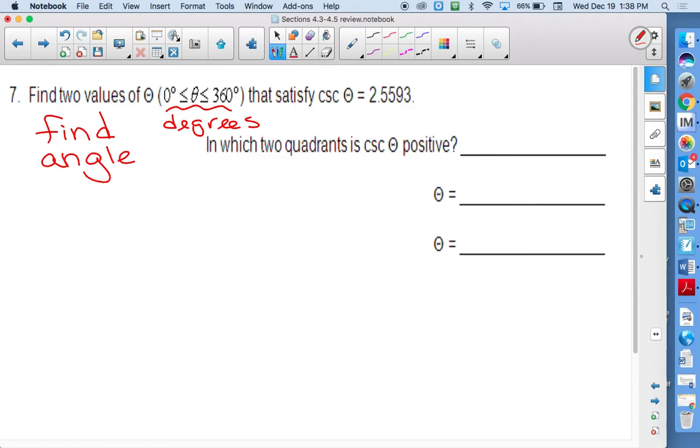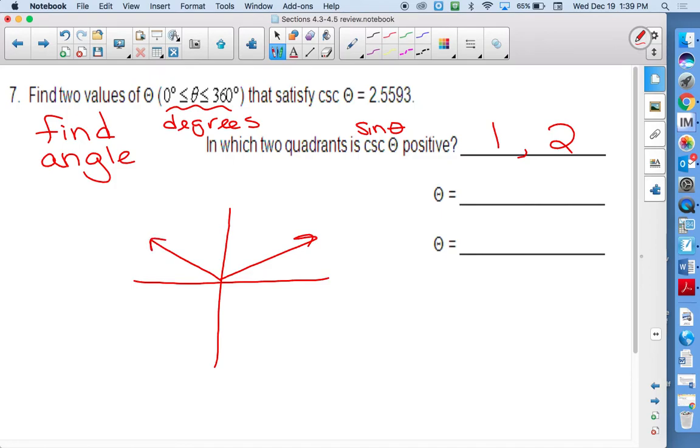So, Michael, if we have cosecant, what's its buddy function? Sine, yeah. Cosecant and sine go together. So if you don't like thinking about cosecant, think about sine. So, Michael, where is sine positive? Quadrant 1, quadrant 2. Right. So our goal would be to find an angle in quadrant 1 and an angle in quadrant 2 when the cosecant is 2.5593.